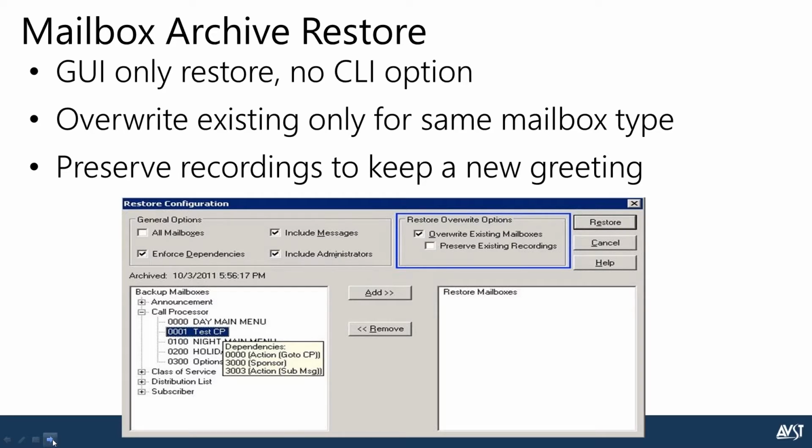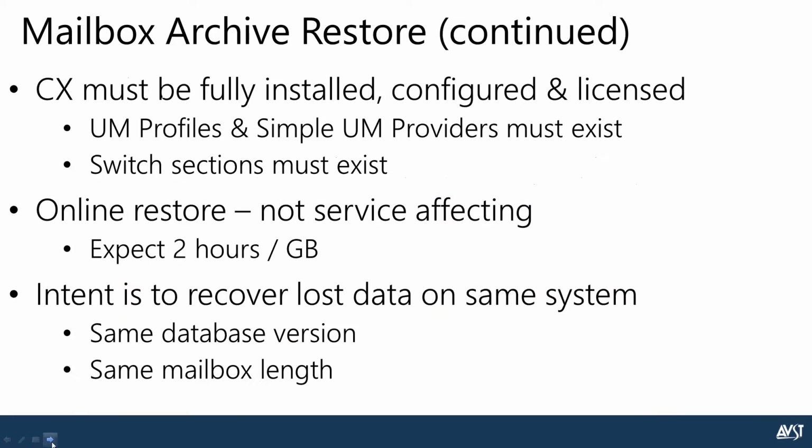It doesn't affect CX's operation, as I said before, but expect about 2 hours per gigabyte. So if you're doing a lot of messages, message restoring and stuff like that, it's going to take a bit of time to put all that stuff back from an archive. Still, I mean, you have the two of them all in a row, or you have all these different solutions, or you have this, you can put those mailboxes exactly back the way they were before they went away. So some of the best practices.